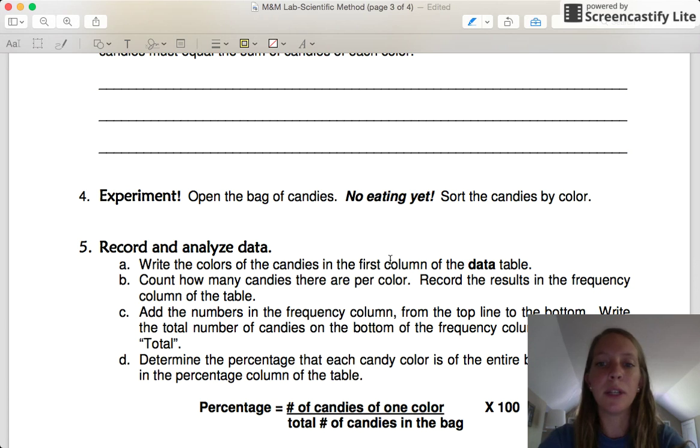The next thing you're going to do is the experiment. It's very simple. You're just going to open the bag, not eating them yet, and you're going to sort the candies by color.